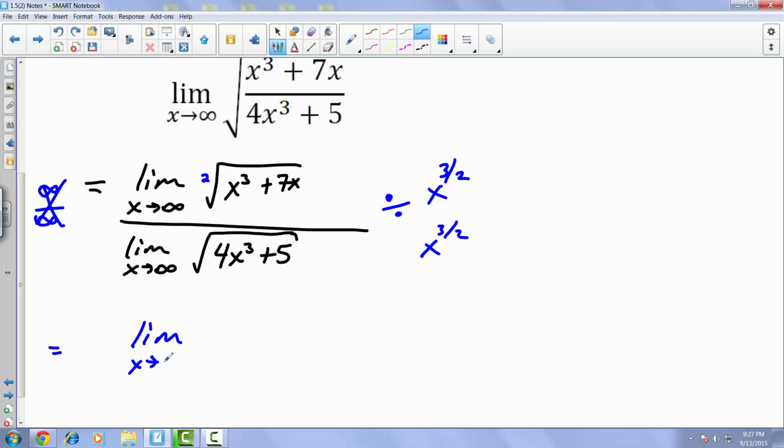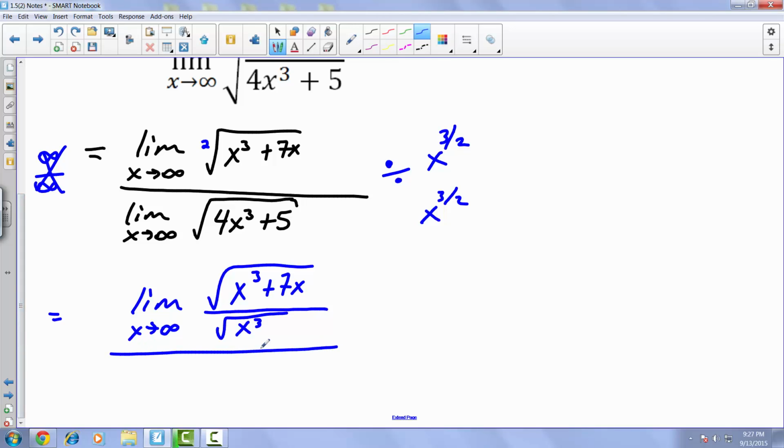So we have the limit as x is going to infinity of the square root of x cubed plus 7x all over the square root of x cubed, because again this is how we can rewrite that, and this is all over the limit as x goes to infinity of the square root of 4x cubed plus 5, all over, again, that same bottom, square root of x cubed.